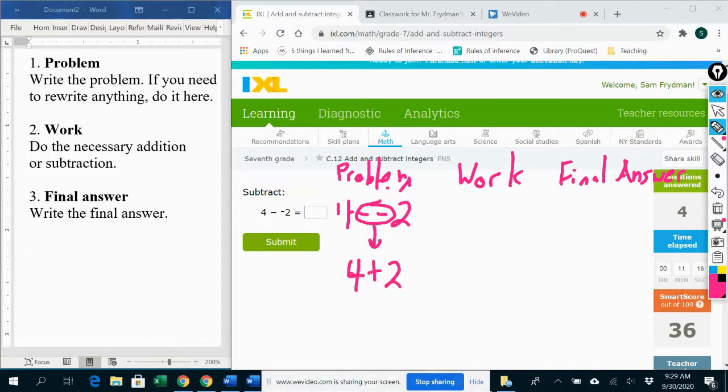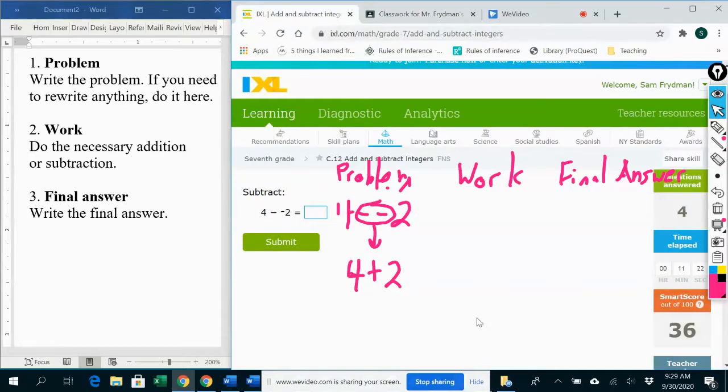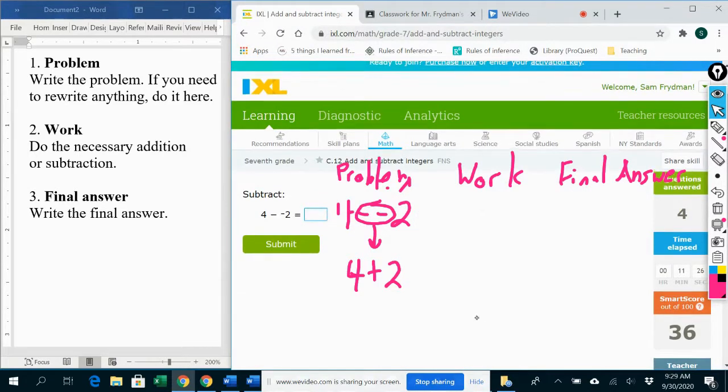If you can't remember the rewriting rules or any of the rules, then go over to the reference pages, okay? Negatives is on page 5. The work that I'm going to do is just 4 plus 2, okay? Which is 6, and there are no tricks here. This is like an elementary school problem now. 4 plus 2 is positive 6, right?